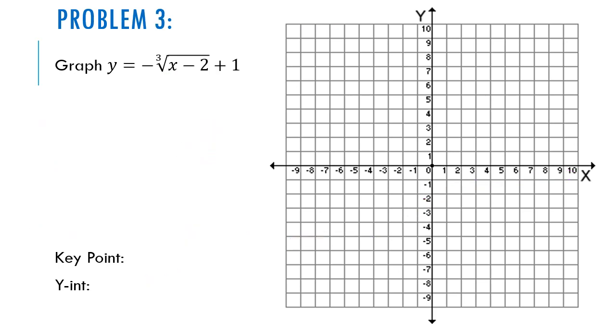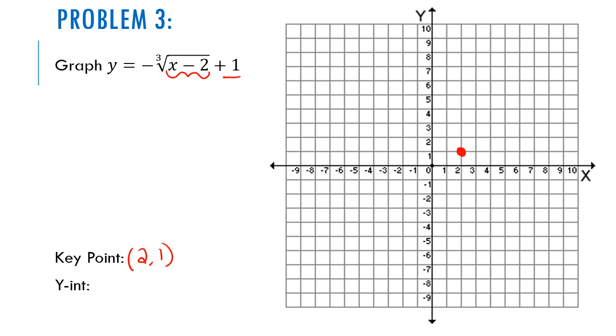So let's take a look at this one. First thing we want to find is the key point. So once again, we just go here and ask the question, what number minus 2 is equal to 0? That would be +2. The back number would be its y value. So our key point is at 2, 1. So it's right here.